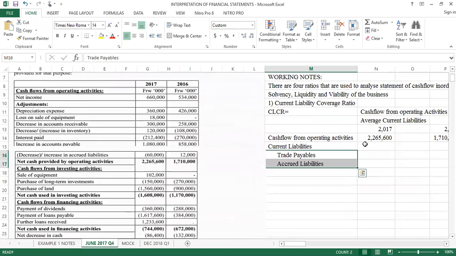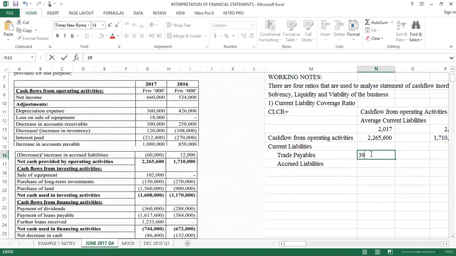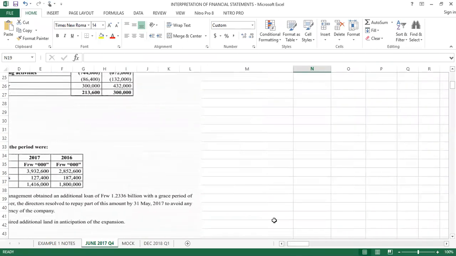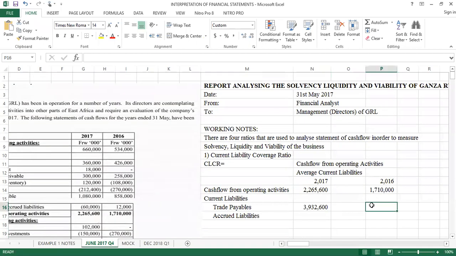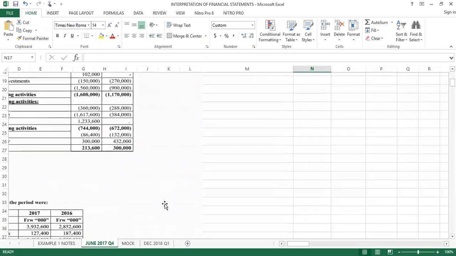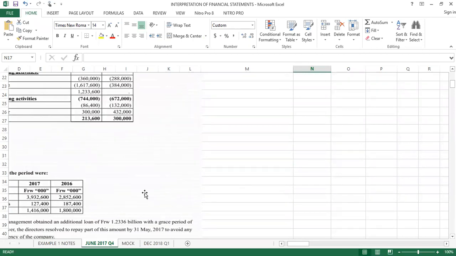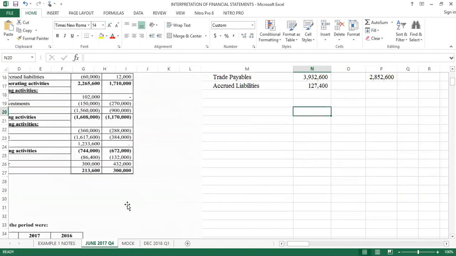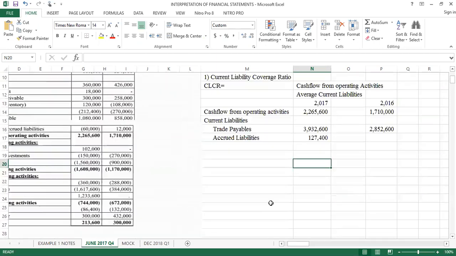So this one is 39,32,600. And this other one is 28,52,600. Okay, accrued liabilities 127,400. And this other one is 187,400. Now look at this.